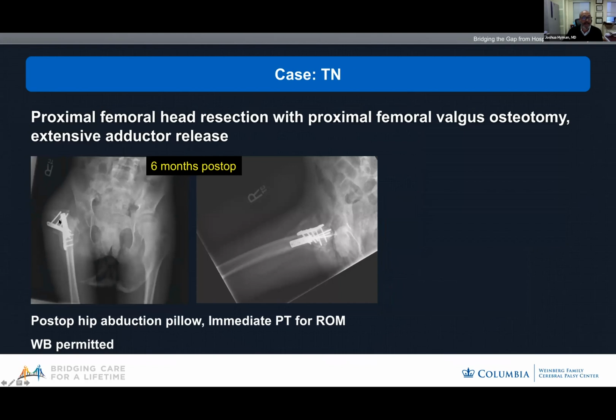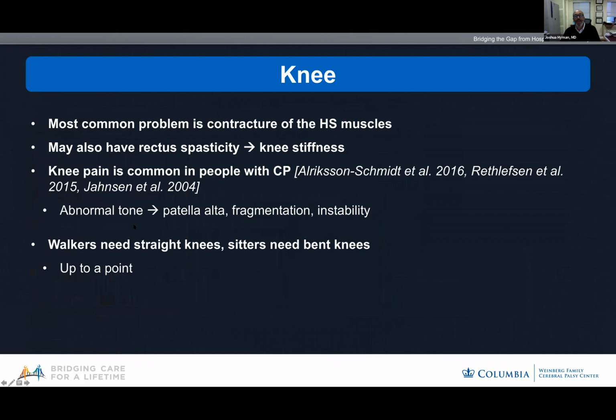We've removed the head, done this large valgus osteotomy. We can point the lesser trochanter into the acetabulum. You'll cover this up with soft tissue, and it creates a very nice, mobile, pain-free hip. So we'll move down to the knee.